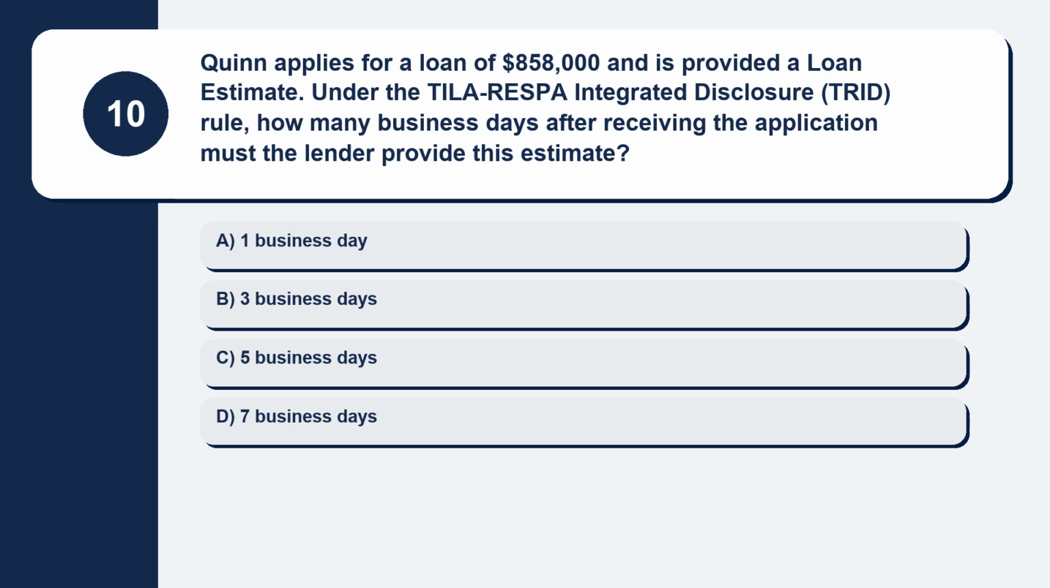Question 10. Quinn applies for a loan of $858,000 and is provided a loan estimate.